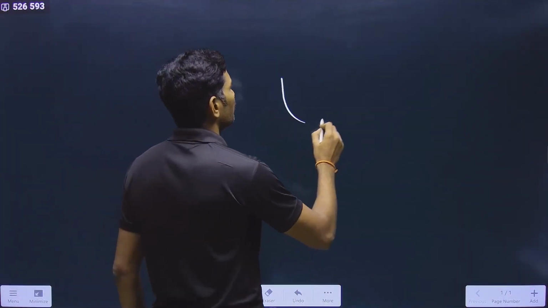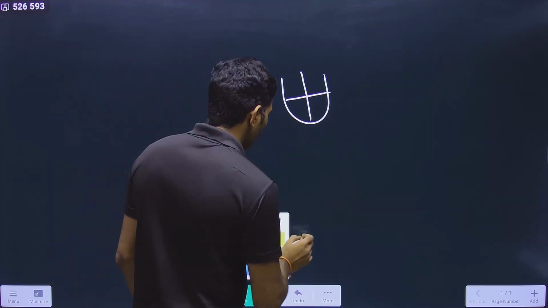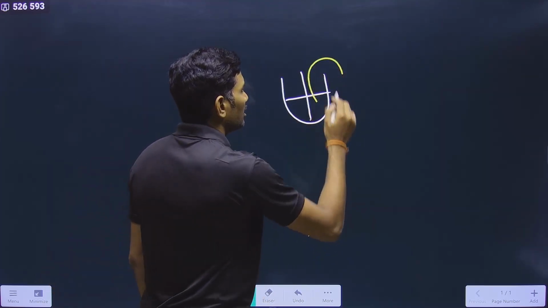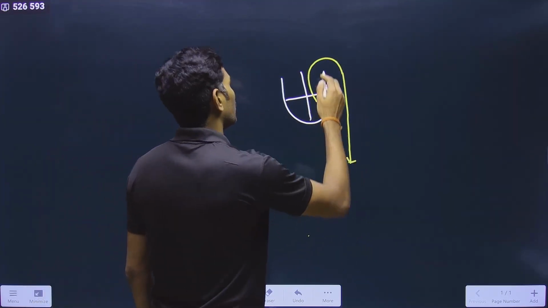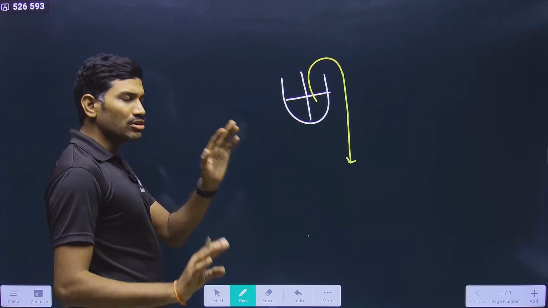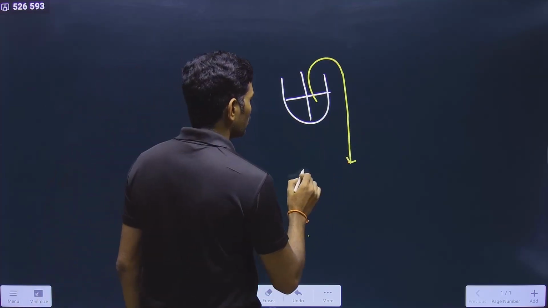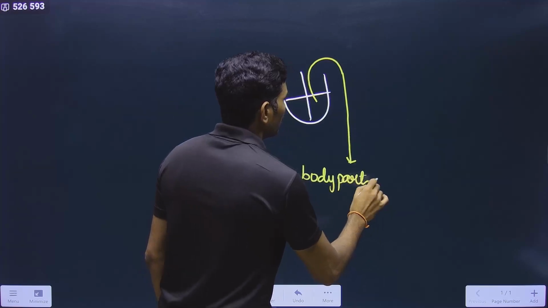In the case of human, suppose this is the heart. Now from this heart, the aorta or systemic arch comes out, and from this it is going to the entire body. Some arteries are going to the upper portion also, but I am drawing a rough diagram here. Now it is going to the body parts.